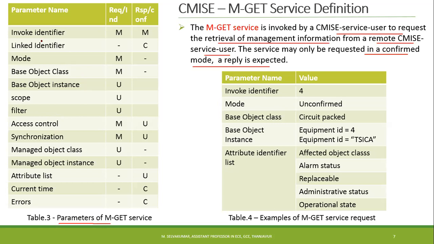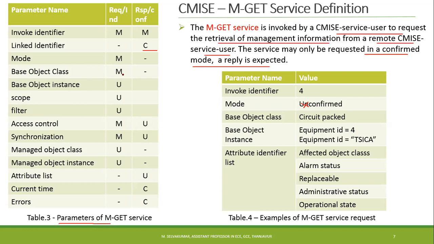The invoke identifier, I already discussed. The linked identifier will be given by the remote service to the service user, depending on the conditions. Next, the mode. Mode is mandatory, and it indicates whether it is a confirmed mode or an unconfirmed mode. Here it is used only in the confirmed mode.